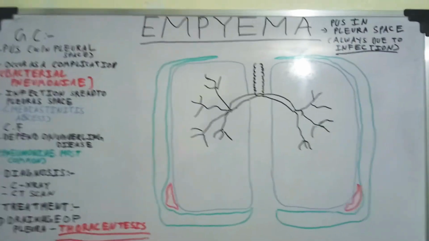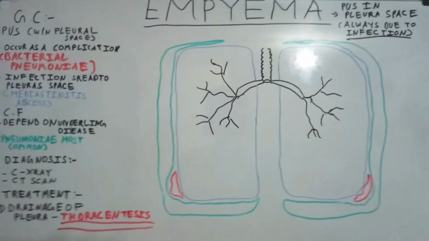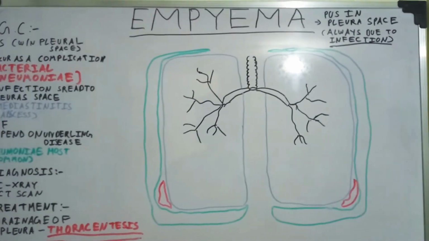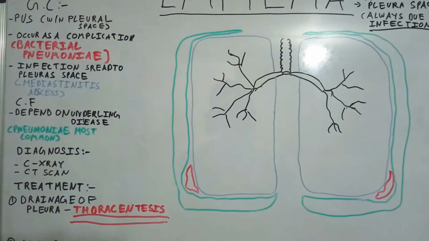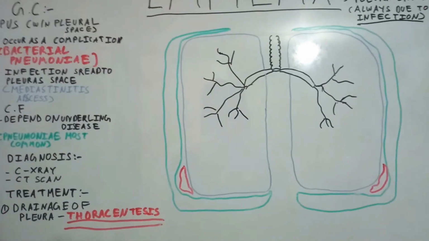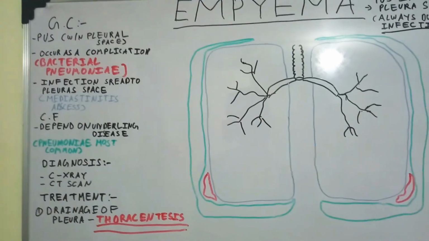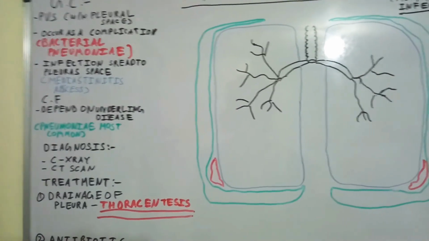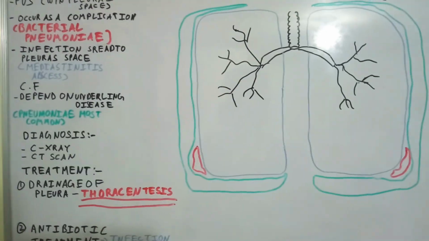Now the quick recap: empyema, pus in pleural space, always due to an infection, usually a complication of an infection like bacterial pneumonia, mediastinitis, abscesses. The clinical feature depends on the underlying disease. Pneumonia is the most common. Diagnosis can be done with chest X-ray, CT scan. Treatment: drainage of the pus and antibiotics.